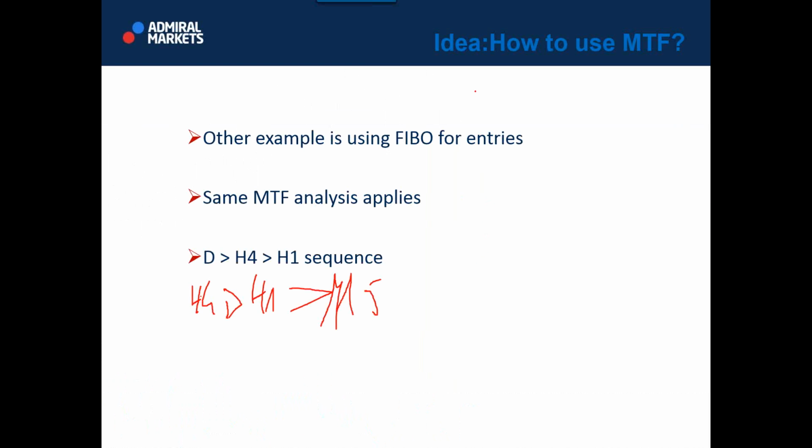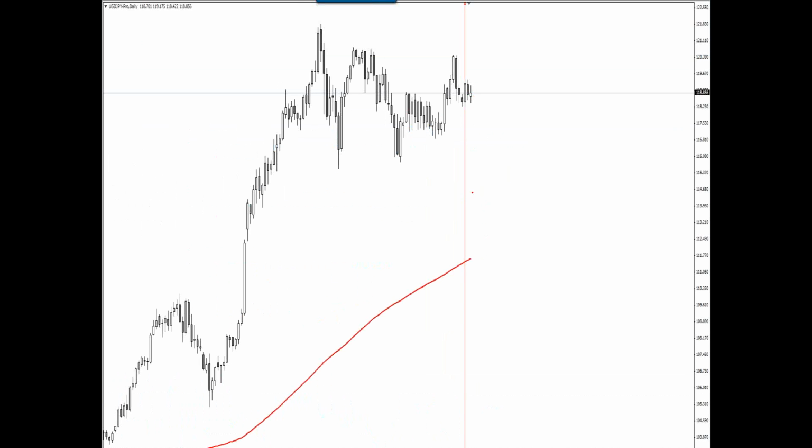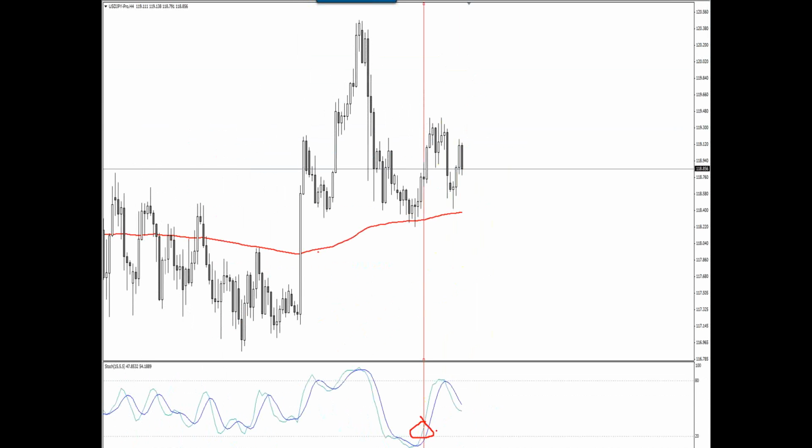Same applies for Fibonacci entry. Daily is above 200 EMA, so daily is in uptrend. We are looking for long entries. We have momentum here, this is flying up from the bottom towards the top. So we have, look at this, this is bullish momentum.